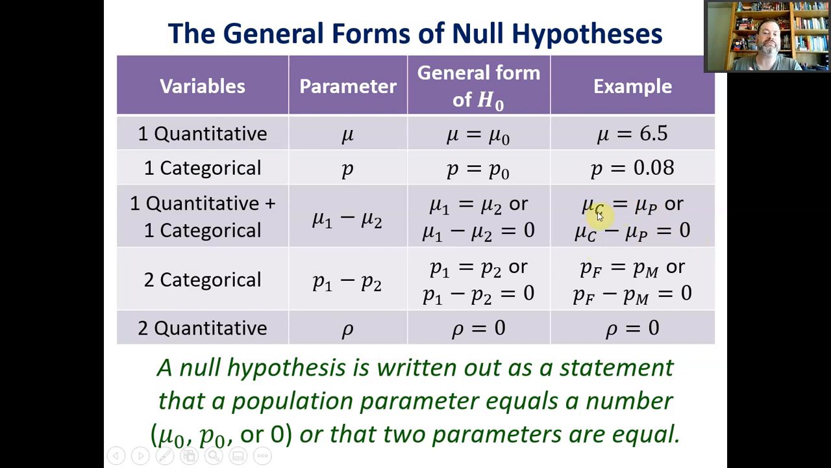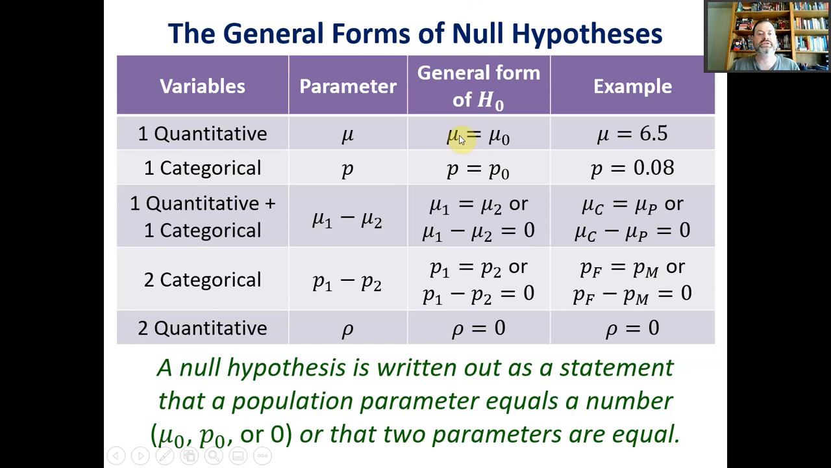This is the form that's preferred on the homework. So on a test, I really don't mind which one you use. And in the real world, these are used fairly equally, but this is the one the homework prefers. So remember, if mu c equals mu p, then the difference is 0, because you can subtract mu p from both sides, and on the right side, mu p minus itself is 0.